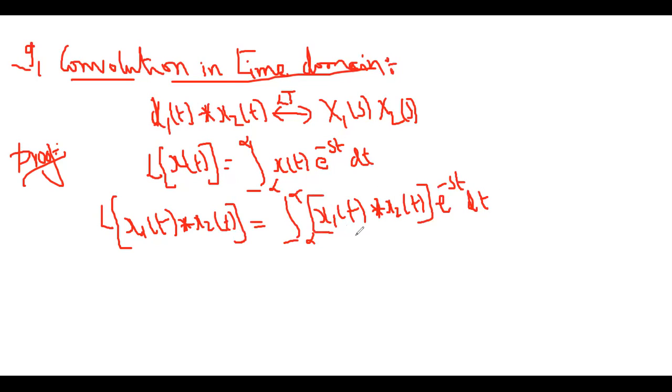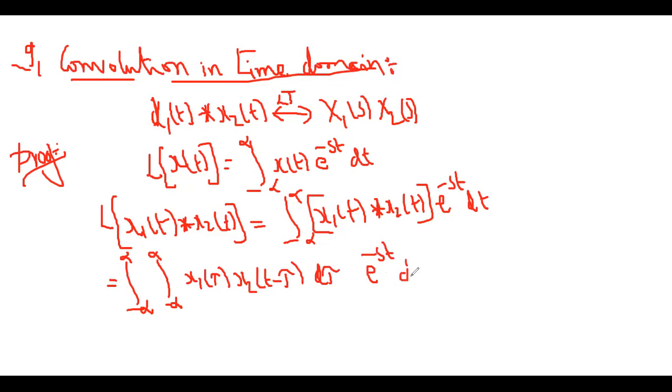Now use the definition of the convolution. Apply it here: the integral from minus infinity to infinity, within the bracket, of the convolution integral, integral from minus infinity to infinity x1 of tau x2 of t minus tau d tau, times e power minus st dt. I apply the definition of the convolution here.